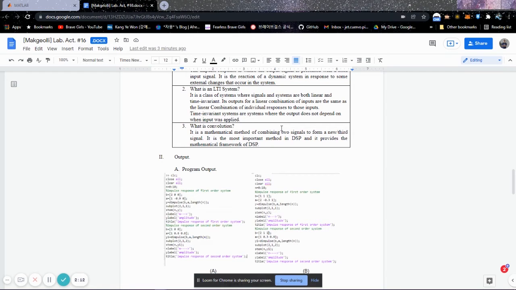And lastly, the convolution is the mathematical method for combining two signals to form a new or third signal. It is the most important method in digital signal processing, and it is basically the framework or the backbone of the mathematical aspects of DSP.